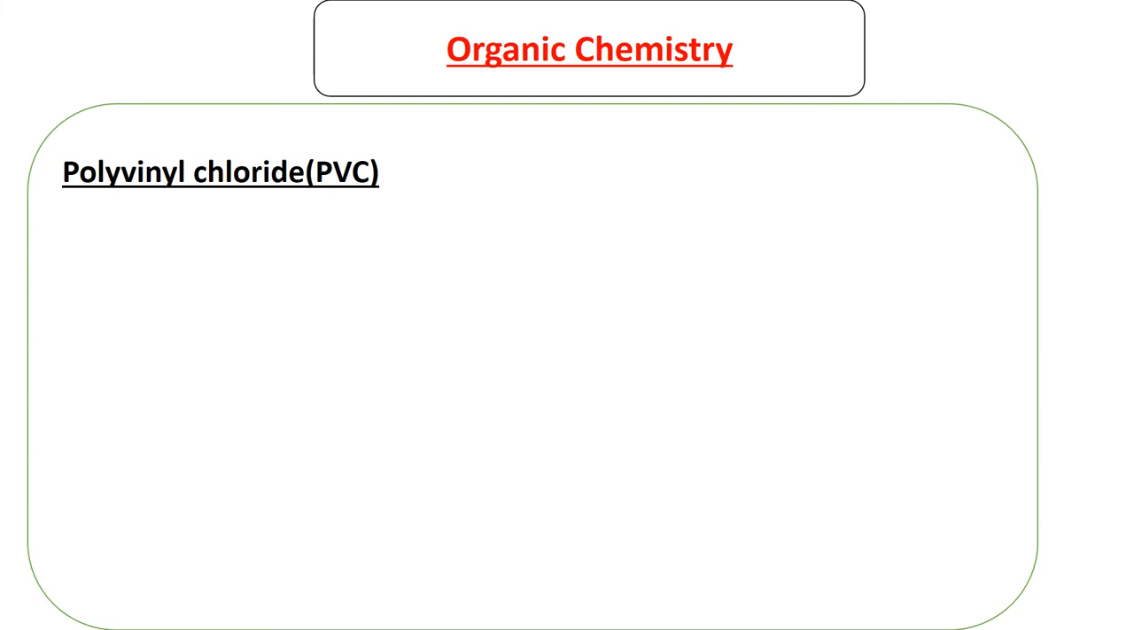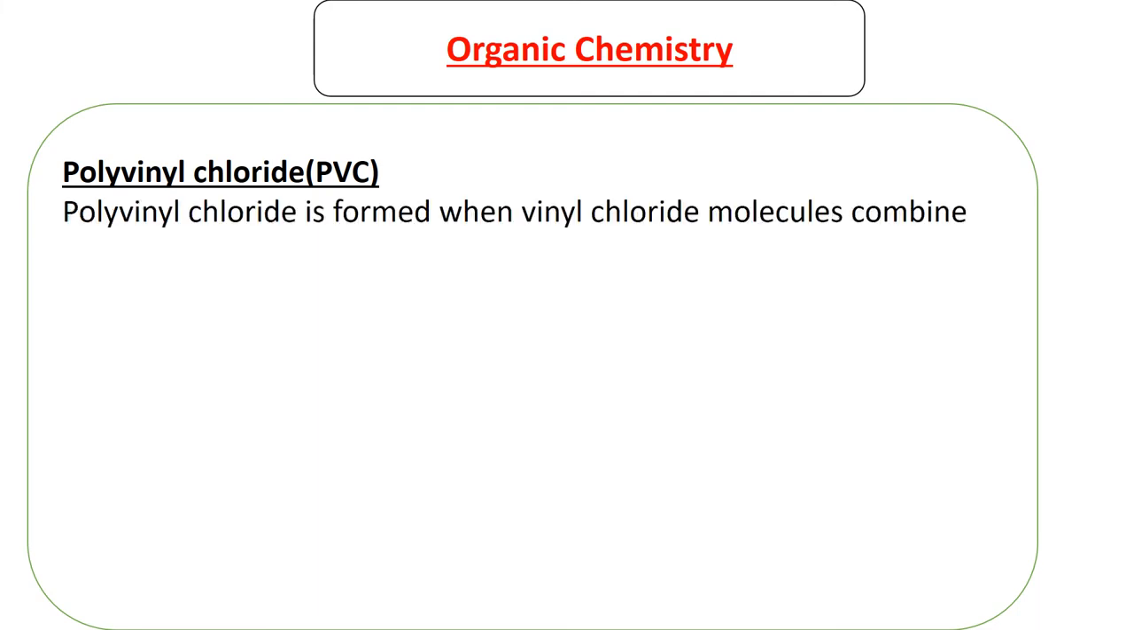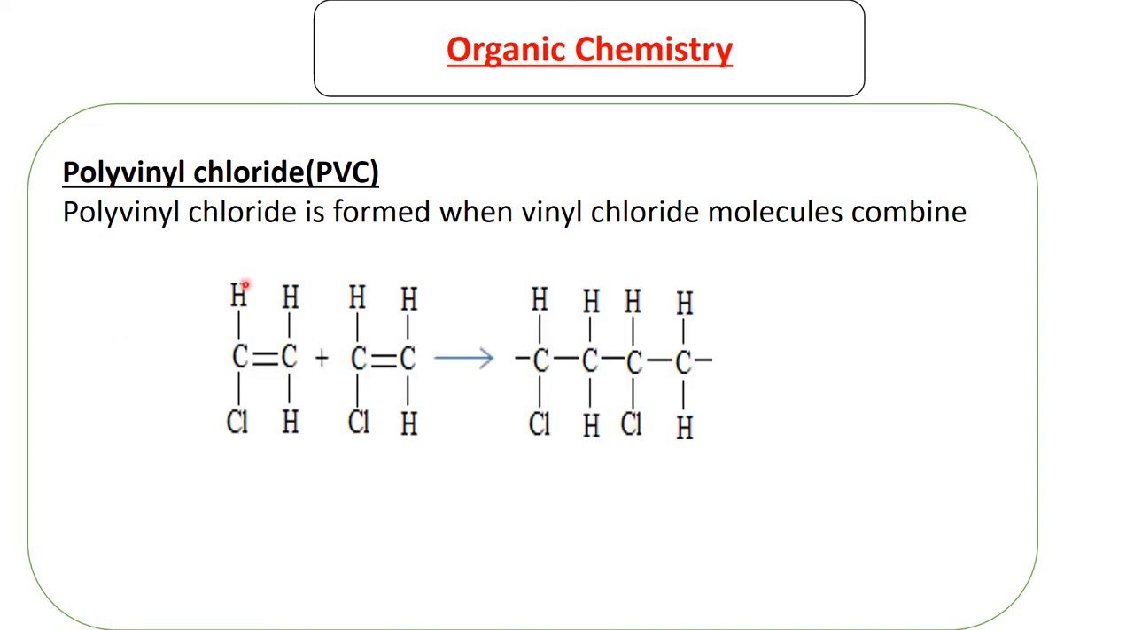Next, polyvinyl chloride, PVC. Polyvinyl chloride is made of many vinyl chloride, which are of course combined. What is vinyl chloride? A vinyl chloride is this. It's just an ethene, but one hydrogen has been taken by chlorine. So when that happens, this vinyl chloride can combine with another vinyl chloride using the same process that I had explained, and we're going to have this, which is polyvinyl chloride.